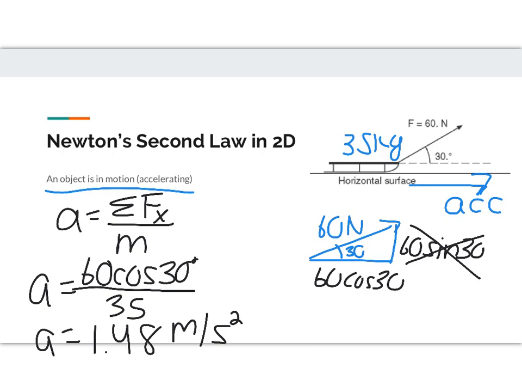At this point, I could start solving for additional motion parts, like how far does it travel in 3 seconds or something like that. Now, one last thing I want to emphasize before I move on is that we need to focus on what direction this thing is moving. That is going to dictate what parts of that vector I'm going to use.